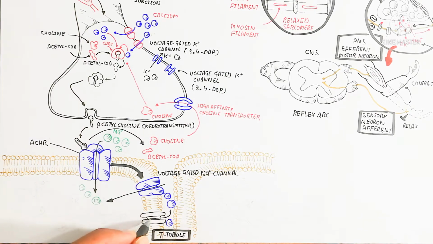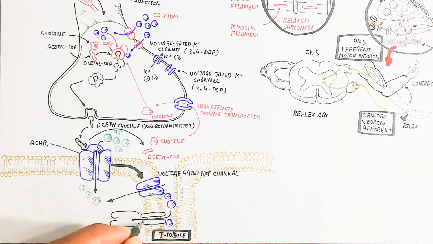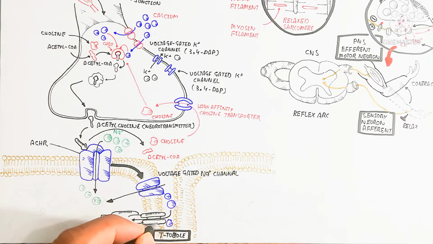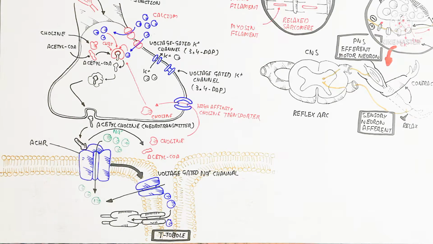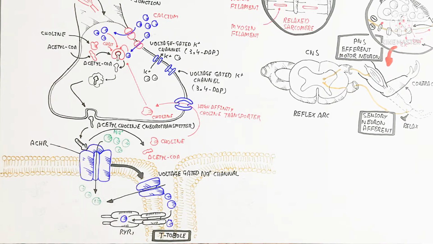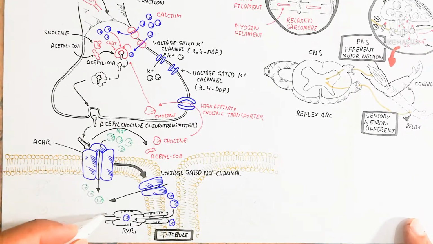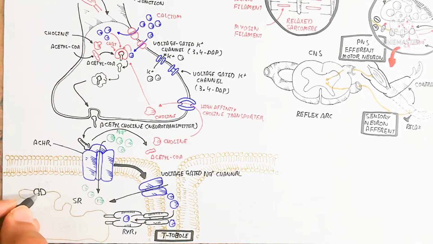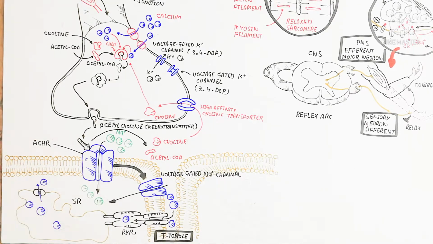So here the voltage gated sodium channel will allow more entry, and that impulse will create more sodium inside. After this more sodium inside, the calcium will want to cover that depolarization process. So the calcium will move inside through the T tubule. So here is the T tubule, the transverse tubule.